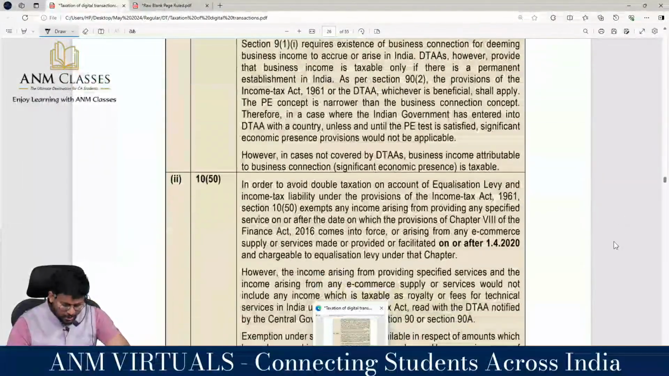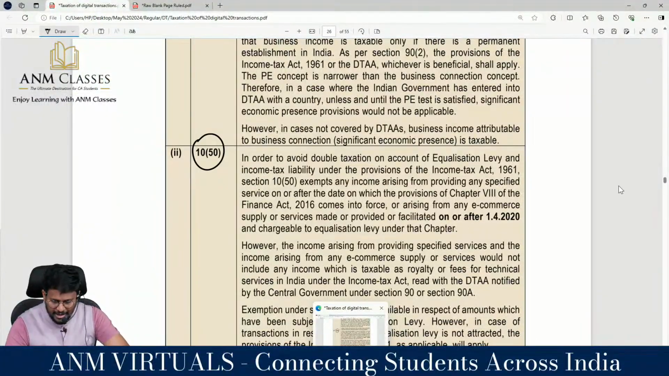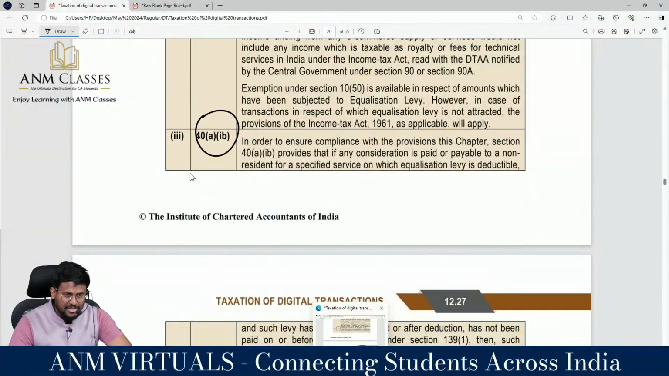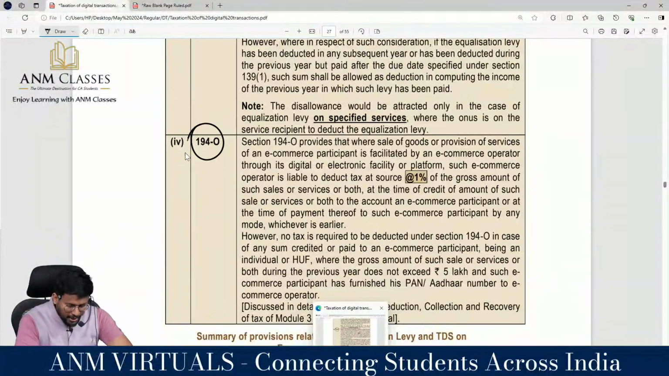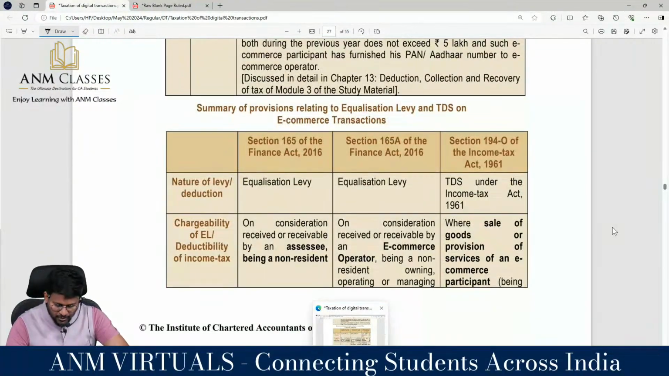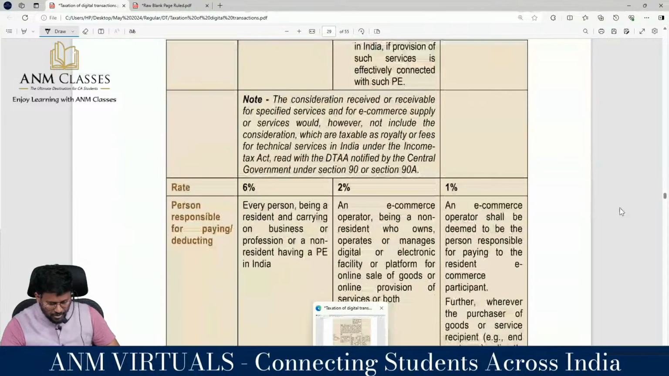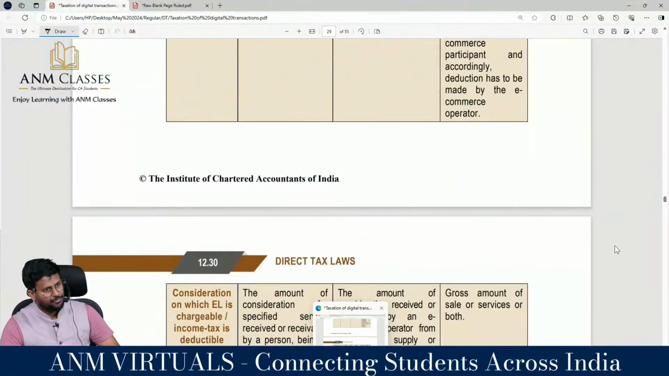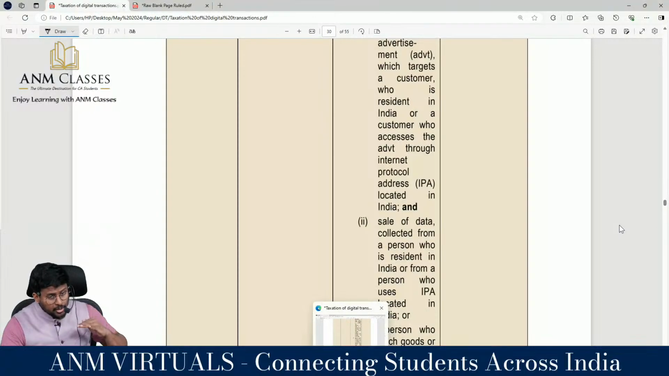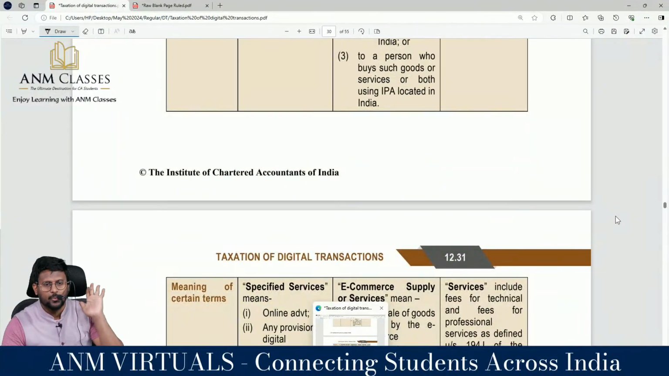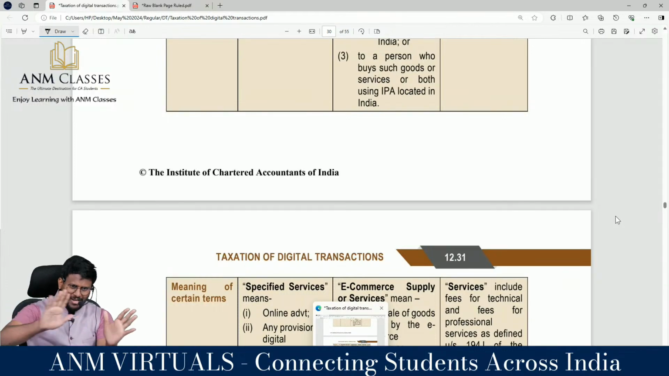9 subsection 1 clause 1 they have explained. Then 10 subsection 50 in the hands of the non-resident. There is a second part. 40A subsection 1B connected provision. 194O TDS provision. And they have summarized the provisions relating to TDS on e-commerce transaction. So we can say that we have done with the first part of the equalization levy. According to me, this itself is more than enough for your examination from this chapter. Still tomorrow we'll be doing the second part, the balance part. There is no doubt about it. But what I am saying is this is more than enough from the examination point of view.